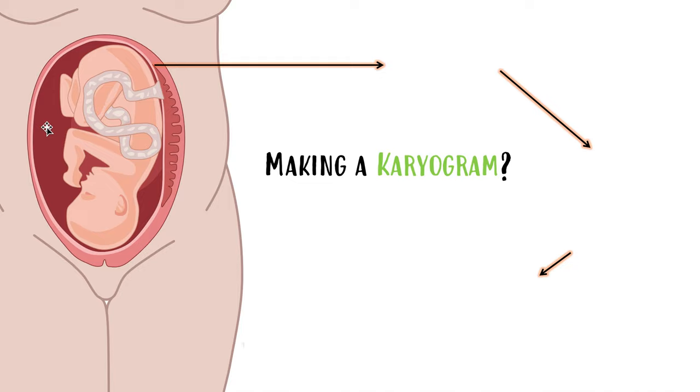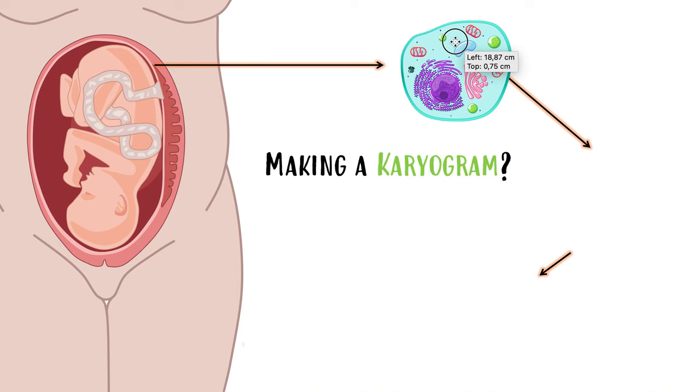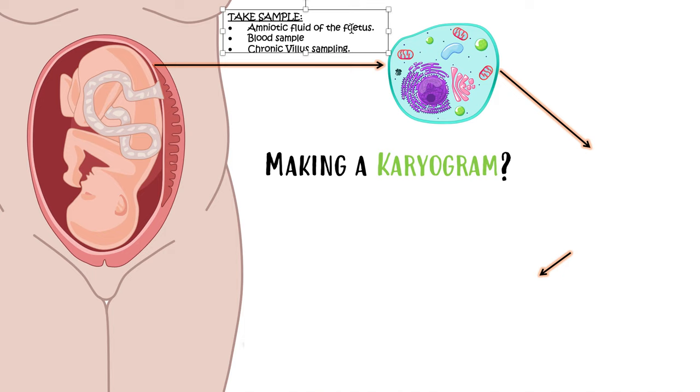They take a sample through. There's many ways you can do it. I'll show you now. You can take a sample through amniotic fluid, which is the fluid the baby is floating in. This fluid will have cells, like your skin cells that fall off of you sometimes. The same way, the baby's cells can fall off and it can have its DNA in there. So if the scientist takes a sample, they can look at the DNA.